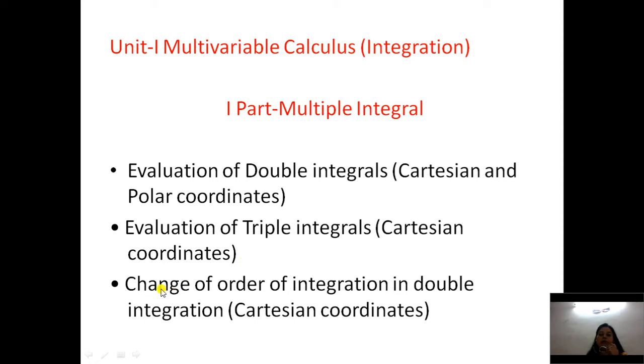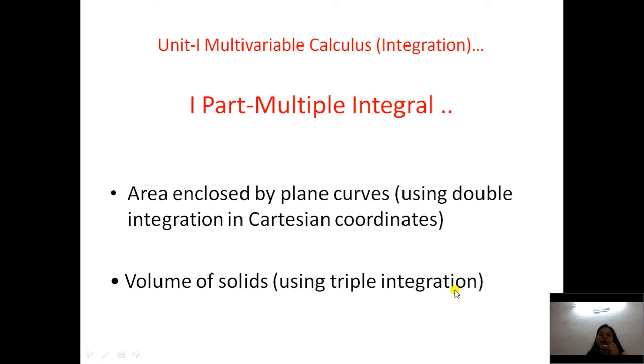And the next topic is a very important topic. Do remember, it is change of order of integration in double integration, and you have to prepare only Cartesian coordinates. And next is area enclosed by plane curves. So we have to find the area using double integration in Cartesian coordinates only. And next topic is volume, to find volume of solids using triple integration only. So this is all about multiple integration.